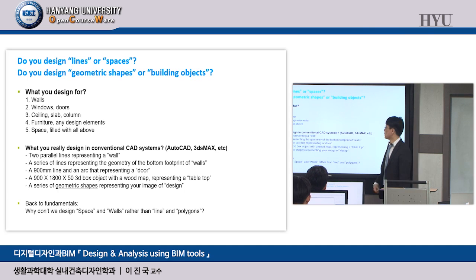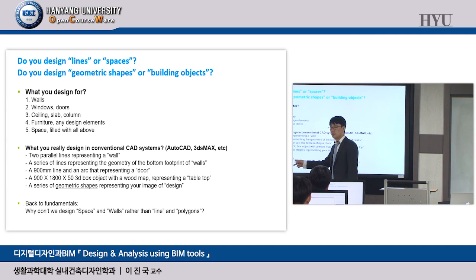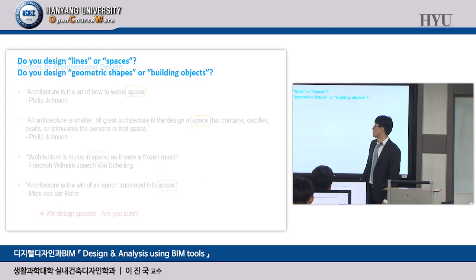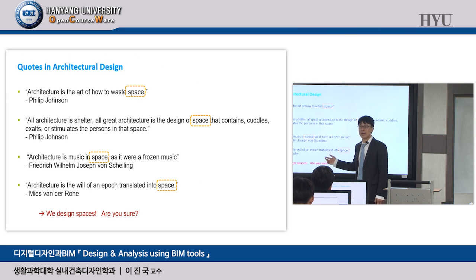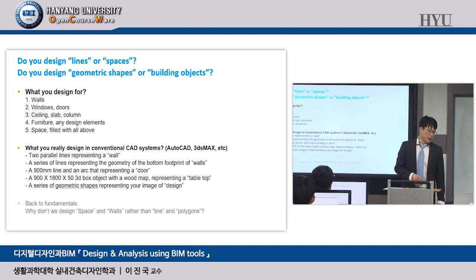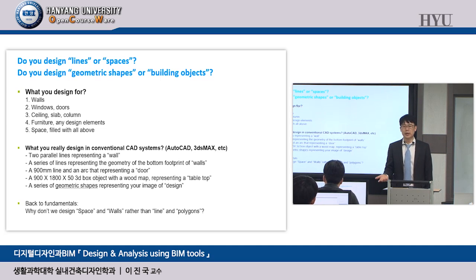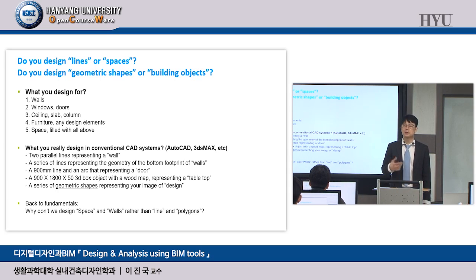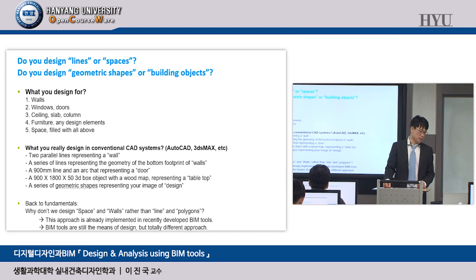So go back to fundamentals. Back to fundamentals means back to principle, okay? What is the principle? Here is the principle, okay? Dealing with the space for real architecture. So even up-to-date computer software, Revit or similar BIM tools, finally implement this principled approach. Okay, that's the so-called BIM approach: instead of lines or shapes, spaces.